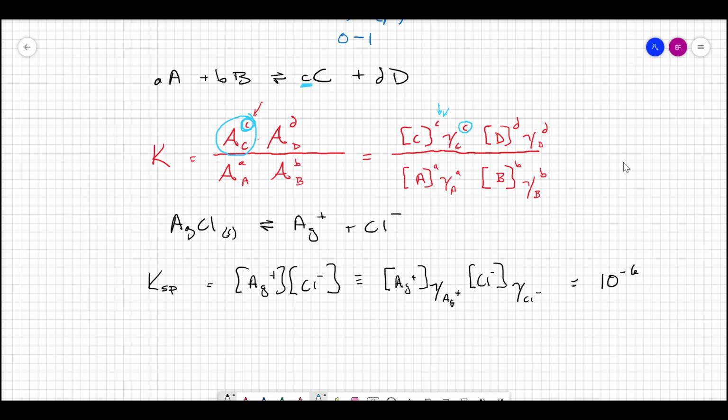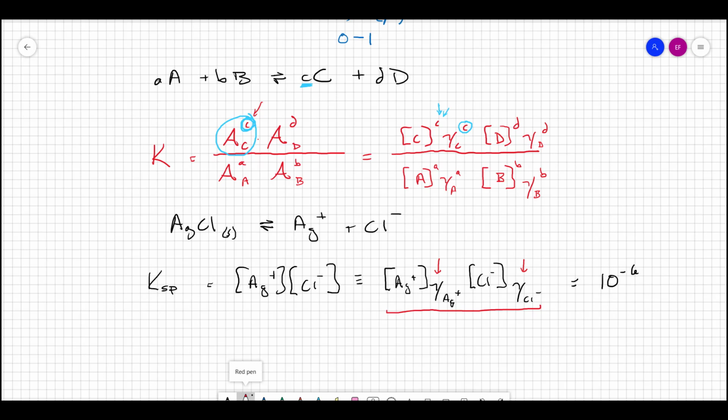So if we look at a more substantive example here, just looking at KSP, the solubility of silver chloride, we can write up the KSP. That's just going to be equal to the product of the concentrations of the two ions, silver ion and chloride ion. If we write that out in terms of the activities explicitly, that's going to be the concentration times that adjustment coefficient, the activity coefficient, for each of those individual ions.